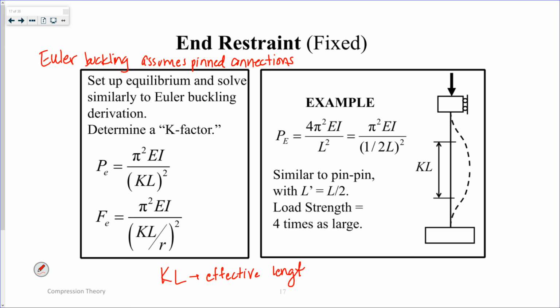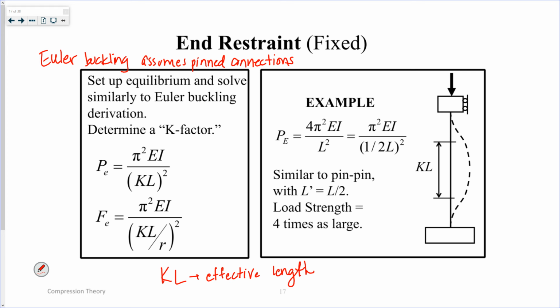So let's say we take something that's pinned and calculate the load at which it buckles. Instead, we'll take something that's fixed, apply an axial load, and then see how that load compares to the Euler load.